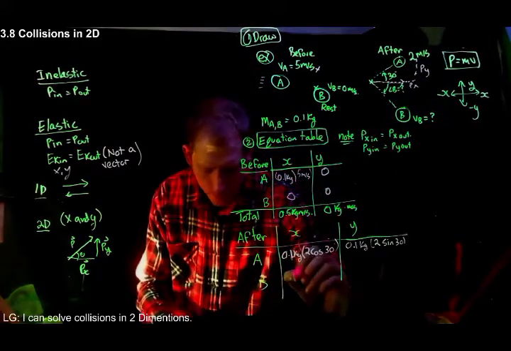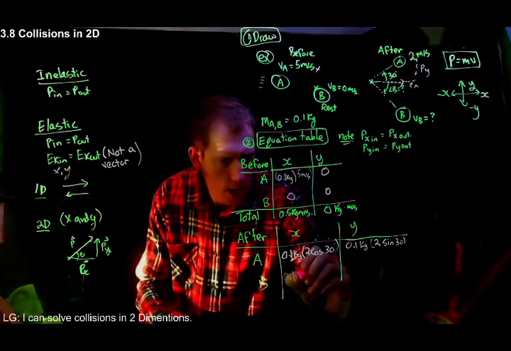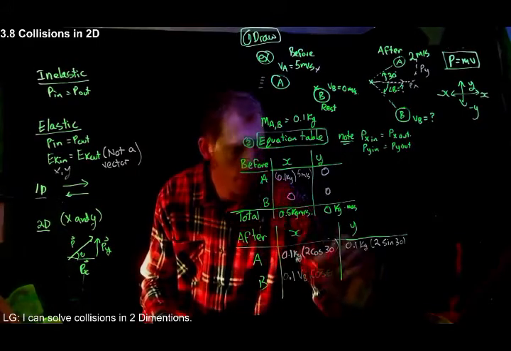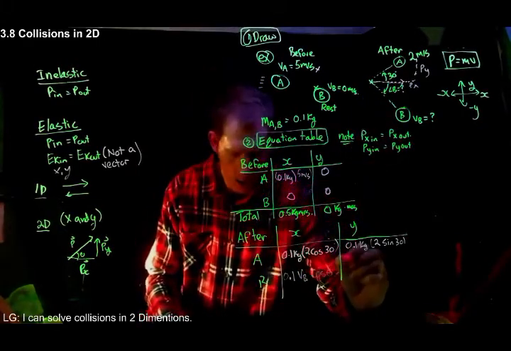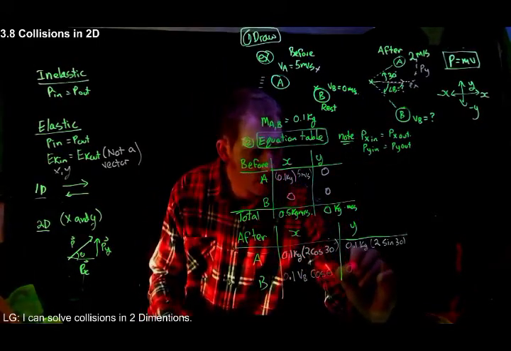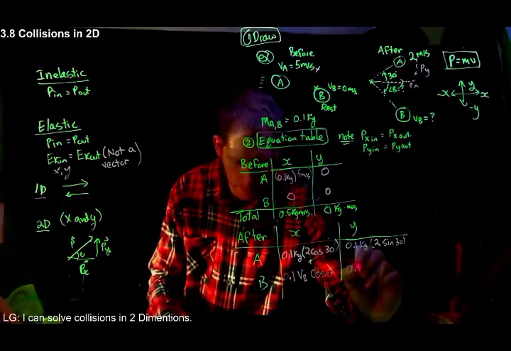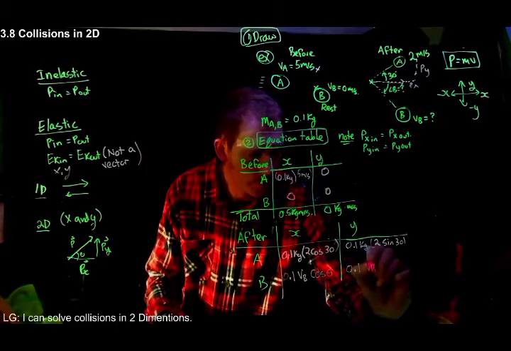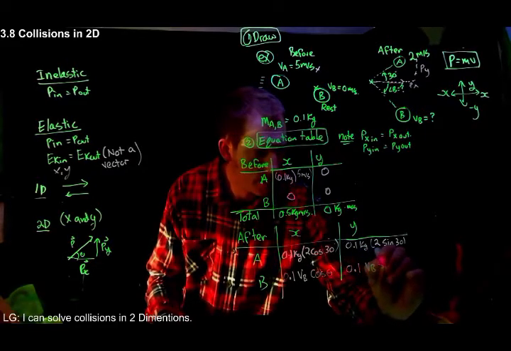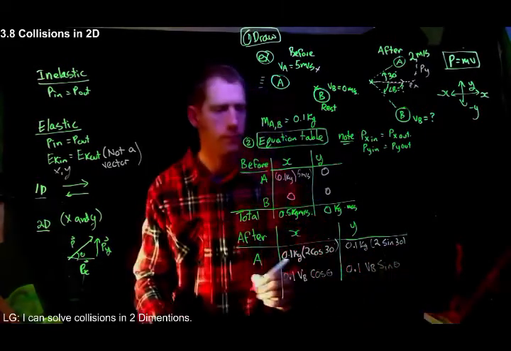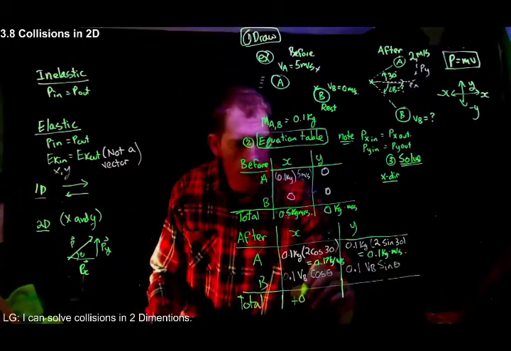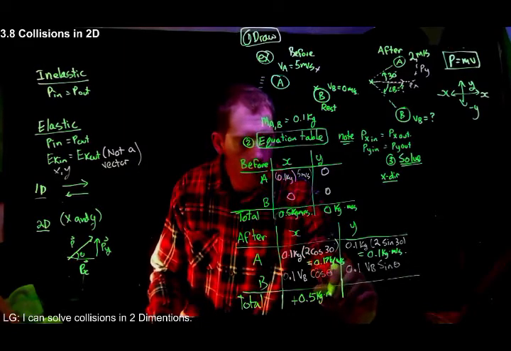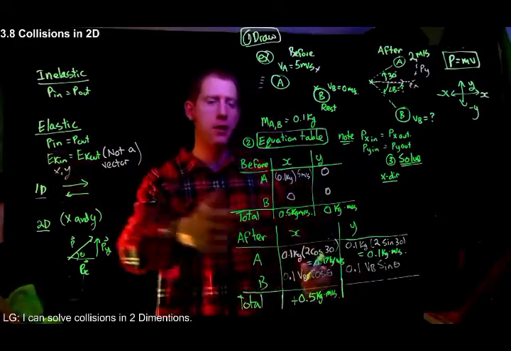0.1, and it's going to be the velocity of B, and it's going to be, again, cosine theta, because we don't know this angle right here. And in the Y direction, it's going to be the same, 0.1 kilograms times VB sine theta. Agree? The total must be 0.5. Agree? Because the P in must be equal to the P out.